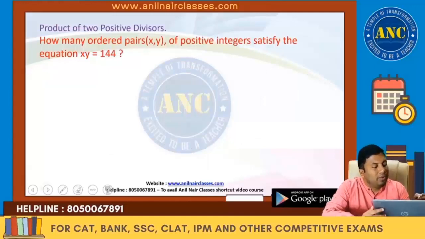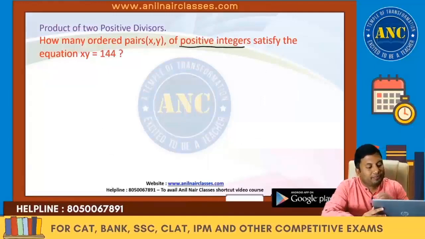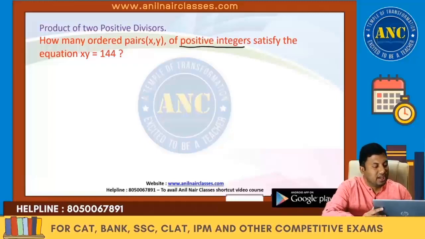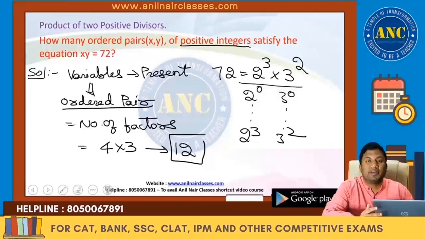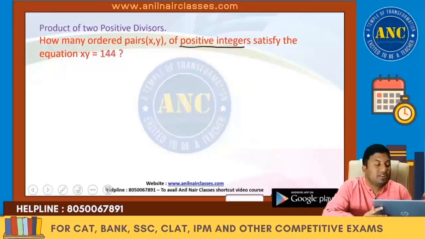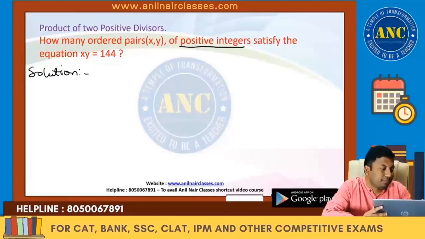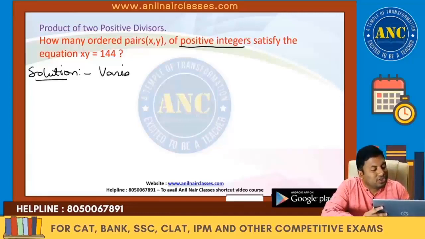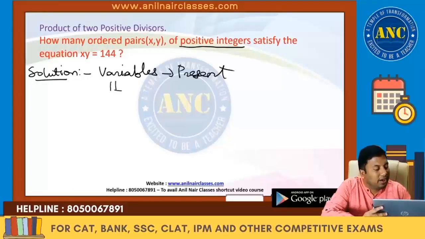Next one: how many ordered pairs xy of positive integers? I hope you have understood the difference between the previous question and this question. I just gave one number which is a non-perfect square, and I just gave another number which is a perfect square. Solution. Variables are present in the question. Yes, if variables are present in the question, then this case will become an ordered pair.